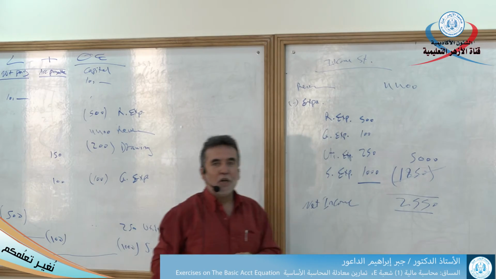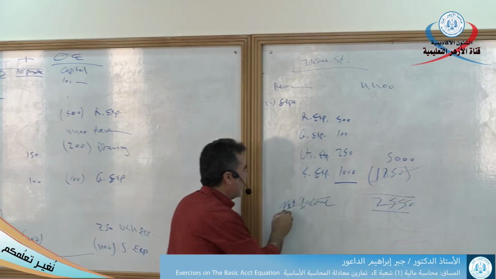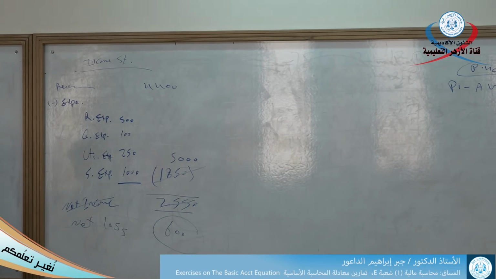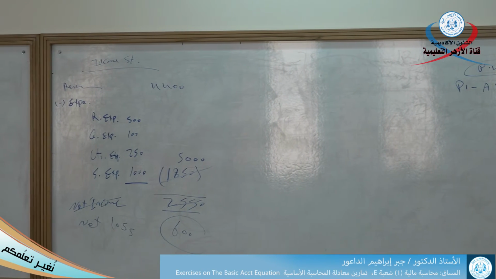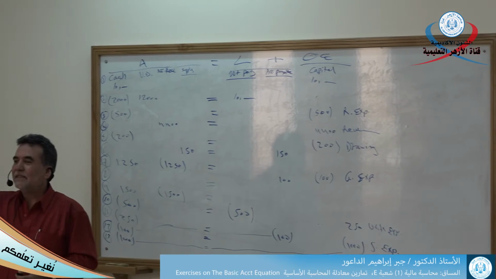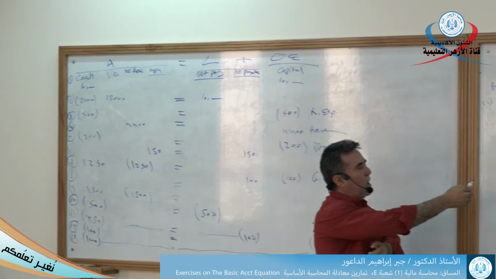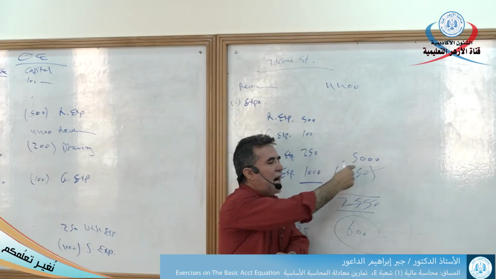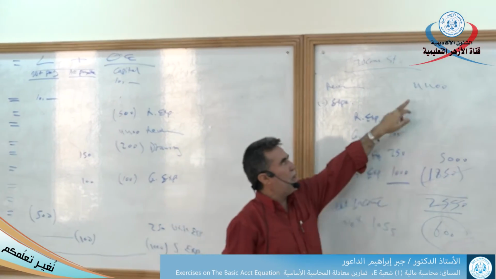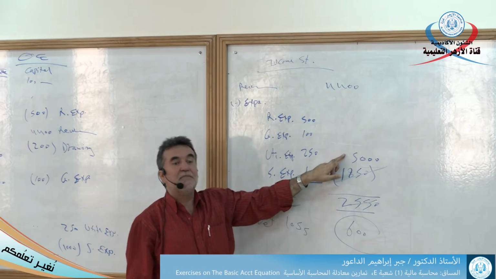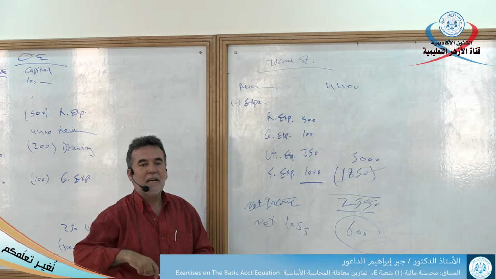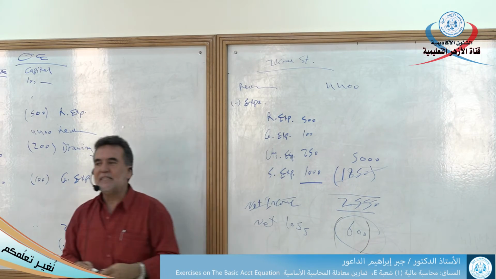Suppose total expenses were 5,000. So revenue 4,400 minus expenses 5,000, the result will be a net loss of 600. Net loss 600.